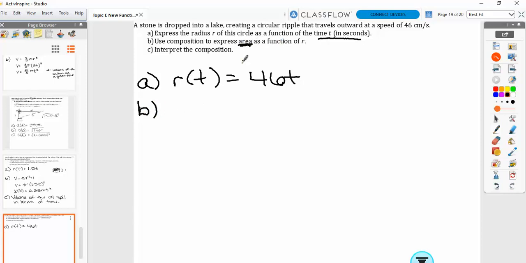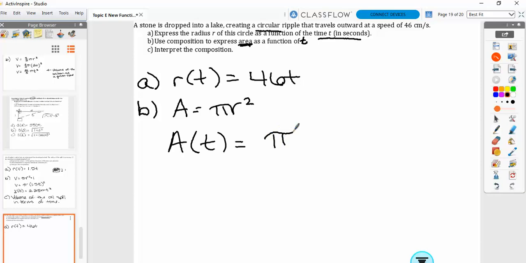Okay, I want to express area. What shape am I looking at? Circle. So the area of a circle is pi r squared. So I'm asking you to give me the area as a function of r. Okay? So, can I change that to time? Area is a function of time. So what would I replace my r with? 46t.